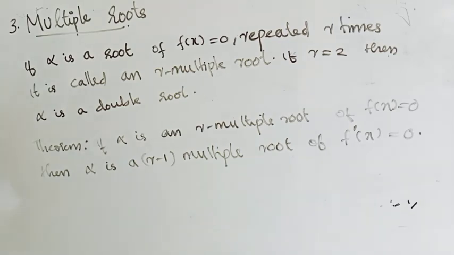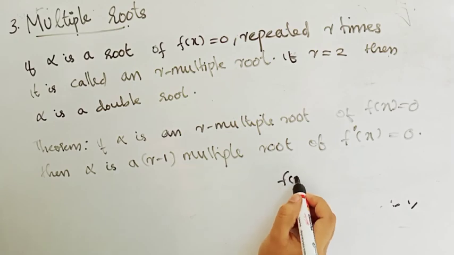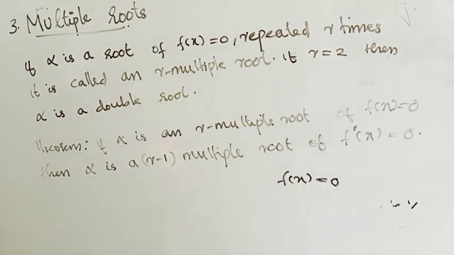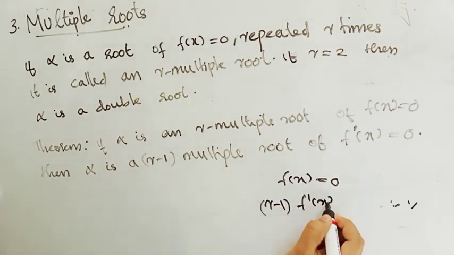A theorem is regarding this topic. It is that if alpha is an r multiple root of f of x equal to 0, then alpha is an r minus 1 multiple root of f dash of x equal to 0. This is simple. If alpha is repeated for r times for f of x equal to 0, then it will be repeated for r minus 1 times when f dash of x equal to 0.